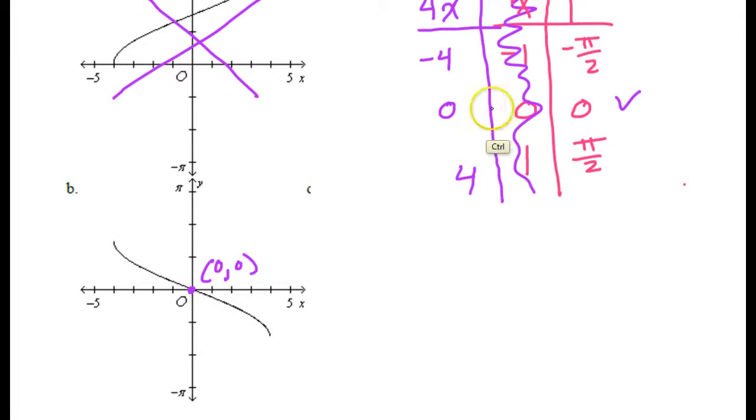Now, what about -4, comma, -pi/2? Well, if I look over here at -4, -pi/2 would be down here somewhere. Okay, it looks like this is probably the point -4, comma, +pi/2. All right, but we want -pi/2, not +pi/2. So that tells me that this graph is not going to be the answer.